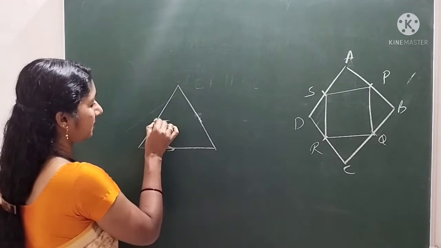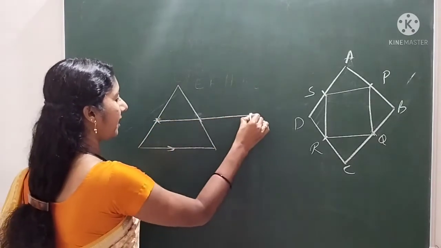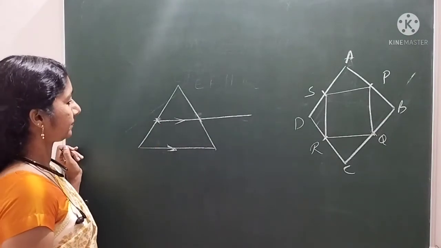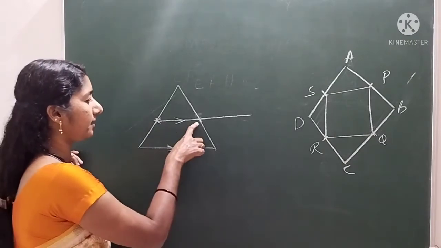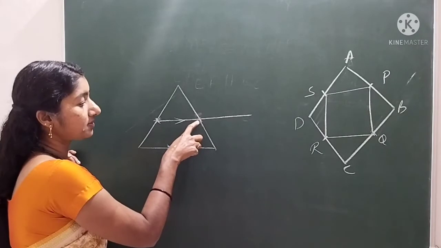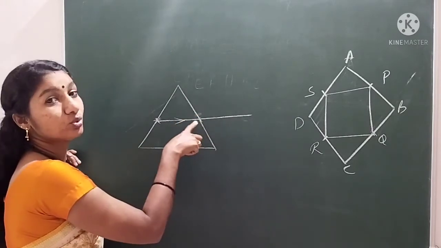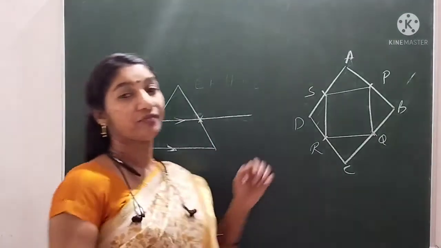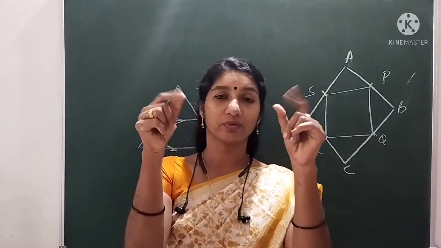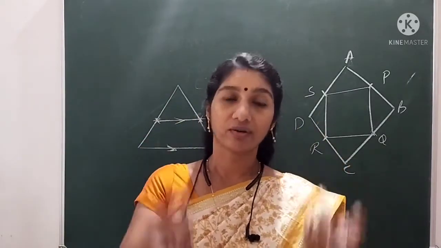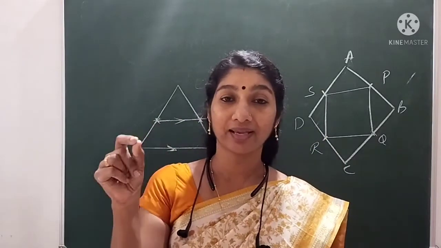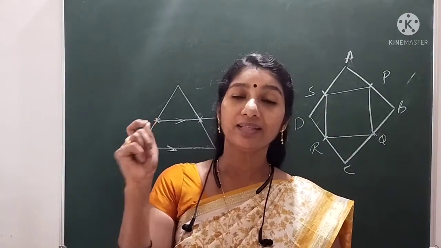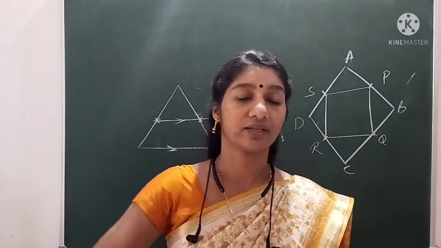See, we took one side's midpoint and draw a line parallel to another side of the triangle. That means draw a parallel line through the midpoint of one side of the triangle. Then of course that parallel line will cut the third side of the triangle at its midpoint. So this point will be the midpoint. So the midpoint theorem says the segment joining midpoints is parallel to the third side, and its converse says that if you draw a line from the midpoint of one side parallel to the second side, then that line will pass through the midpoint of the third side of the triangle.